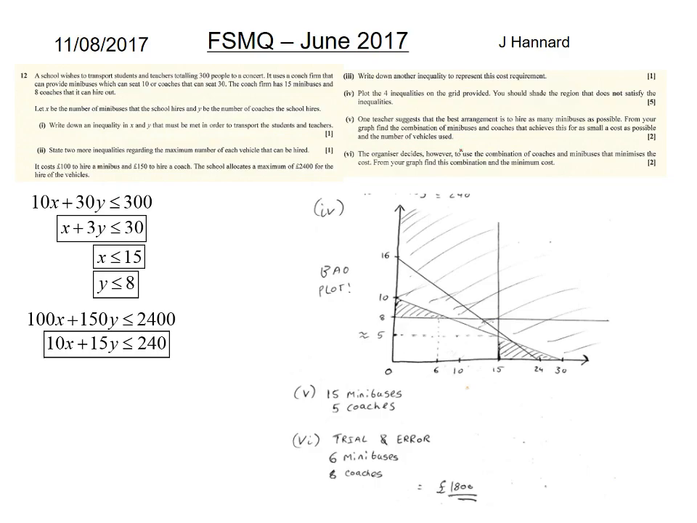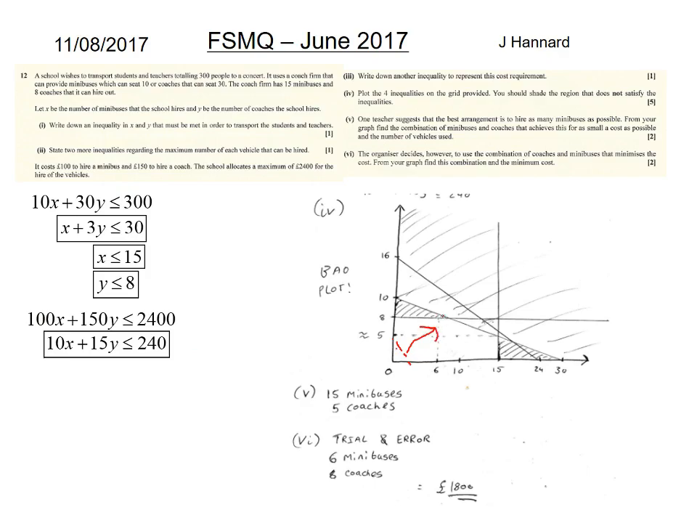And then the organizer decides to basically minimize the costs. So you could have done objective function where you would have done 100x plus 150y is equal to p, and then you would have sort of picked a friendly number, probably 300, worked out x and y, drew in an objective function, and sort of took that out that way.